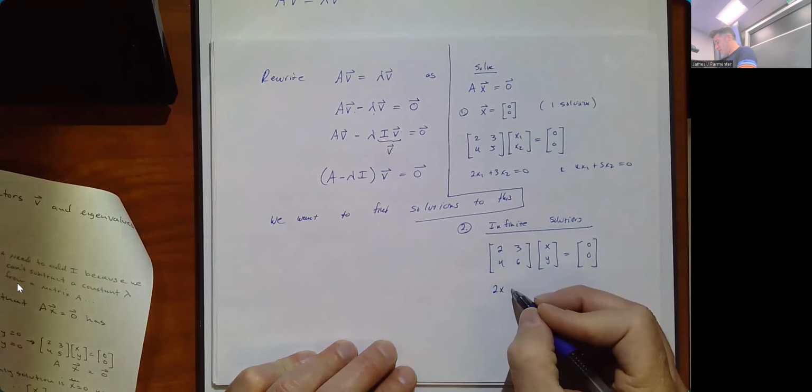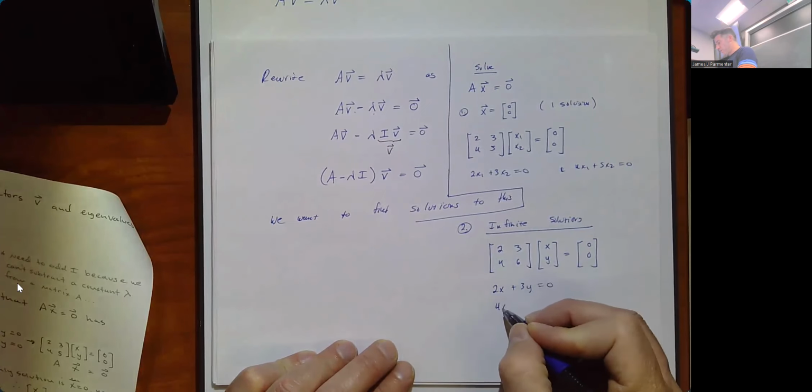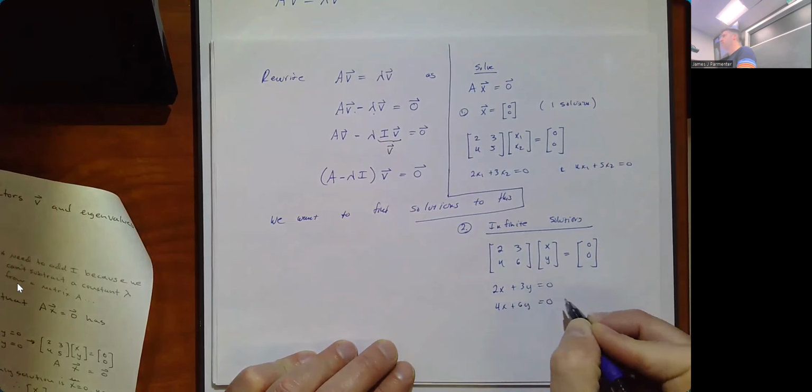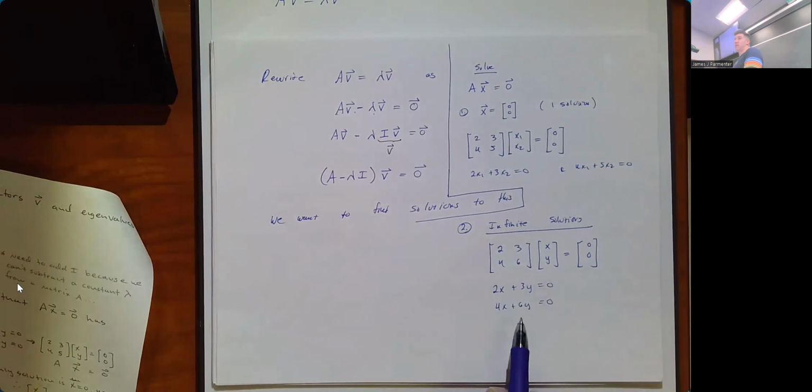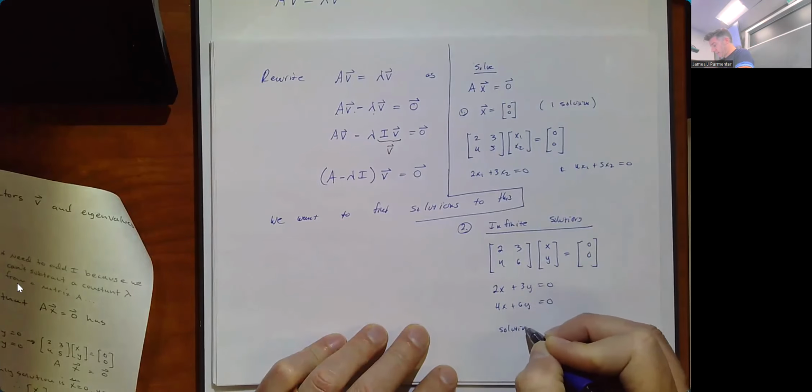This first equation is 2x plus 3y equal to 0. And the second equation is 4x plus 6y equal to 0. But those equations are the same line. They are both the line that has a slope of negative 2/3, or negative 4/6. So they're the same line, which means every point on this line is a solution. So my solutions are lots.